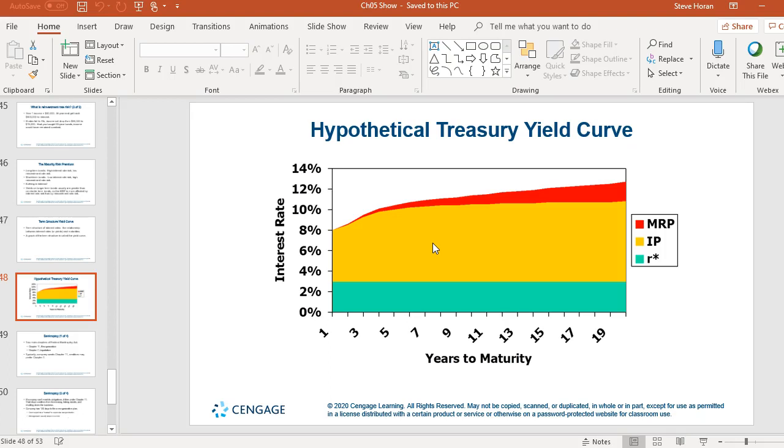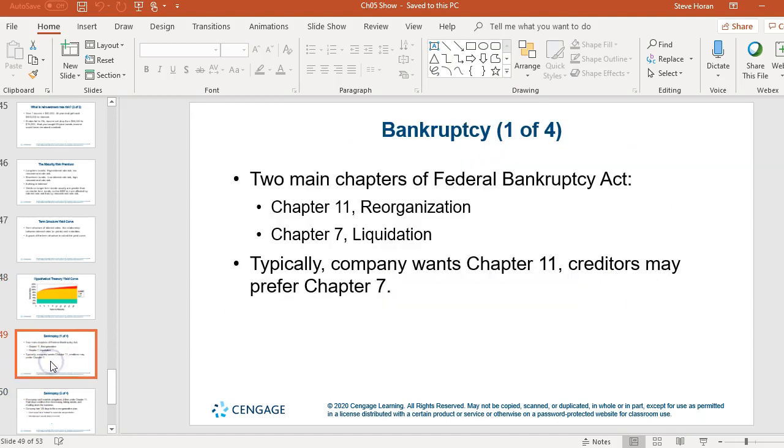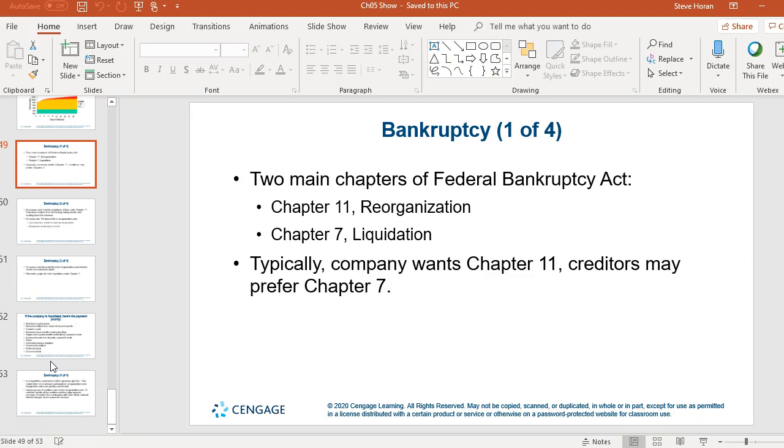So the normal shape of a yield curve is this one right here. The yield should go up the longer the years to maturity. Now it's not a heavy increase. But notice that R star, the risk-free rate, really doesn't change much. Inflation will go up a little bit over time, and then the maturity risk premium goes up as I go further into the future. But that's a normal yield curve. So if you ever see that yield curve dip down instead of going up, that'd be what they call the inverted yield curve.